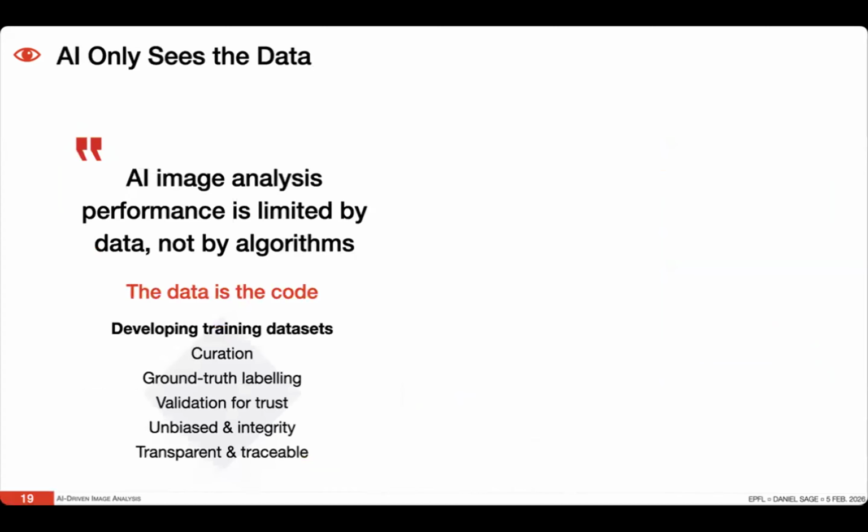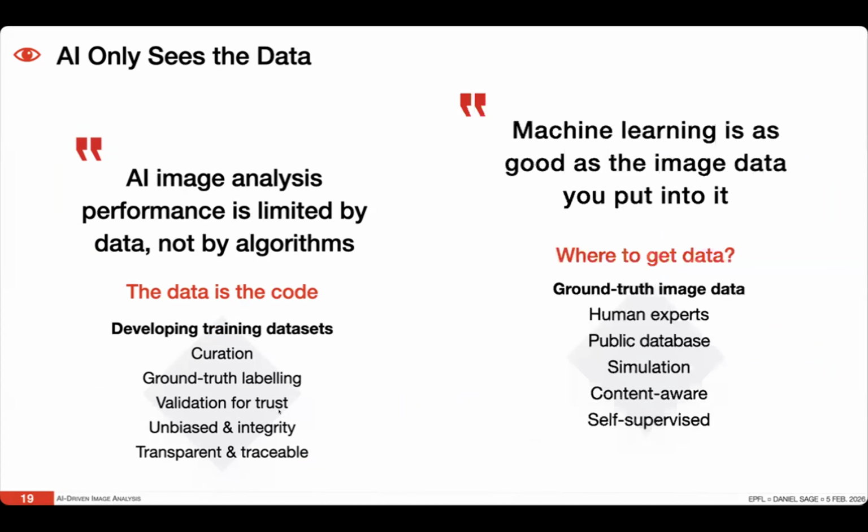So a few claims here. I have to be fast. AI image analysis is limited by data, not by algorithm. So the data is the code itself. So you really have to develop your training dataset by making curation, labeling, validation, and bias assessment. Machine learning is as good as the image data that you put inside.